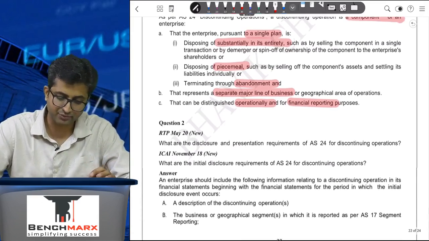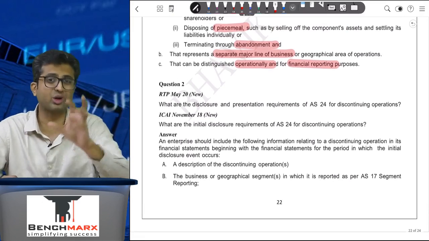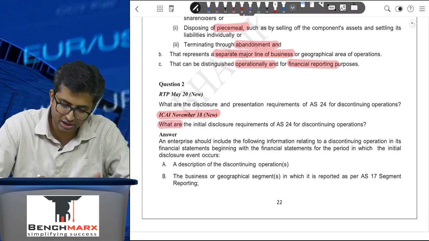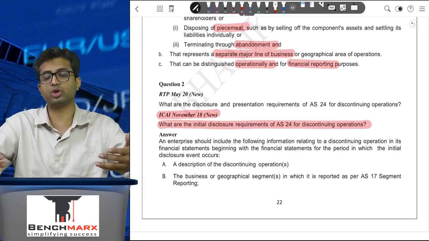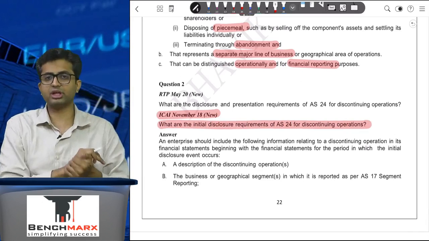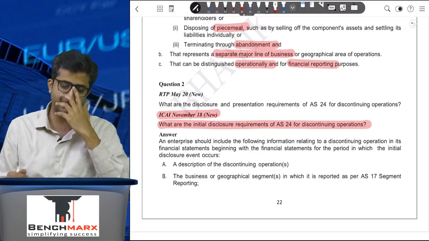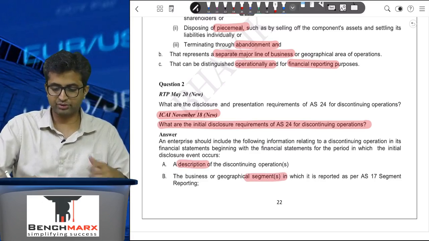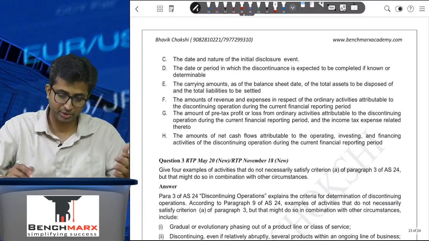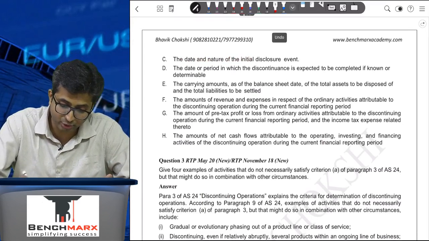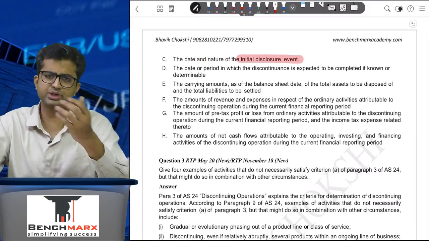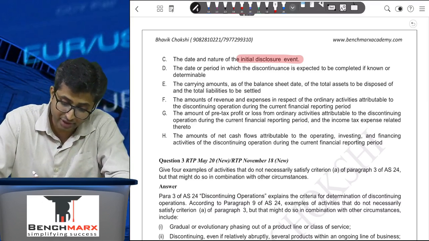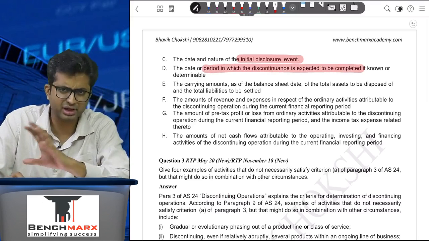The only theory question that has come for accounting standards, theory question, not a case, is the one that had come in November 2018. What are the initial disclosure requirements of AS24 for discontinuing operation? So let us say if it is classified as a discontinuing operation, then what all should be shown in the financial statements? Well, a description on what is the nature of the operation, the segments, if at all AS17 report was prepared, the date and the nature of the initial disclosure event. We had studied that this is a date which is usually the earlier of the date when the public announcement is made or a binding sale agreement is entered. The period for which the discontinuance is expected to be completed. How much time does it take?